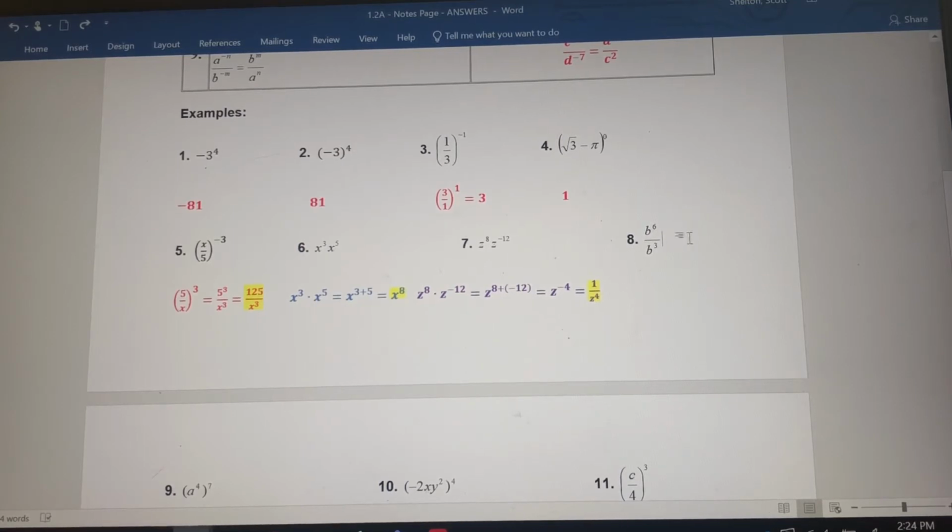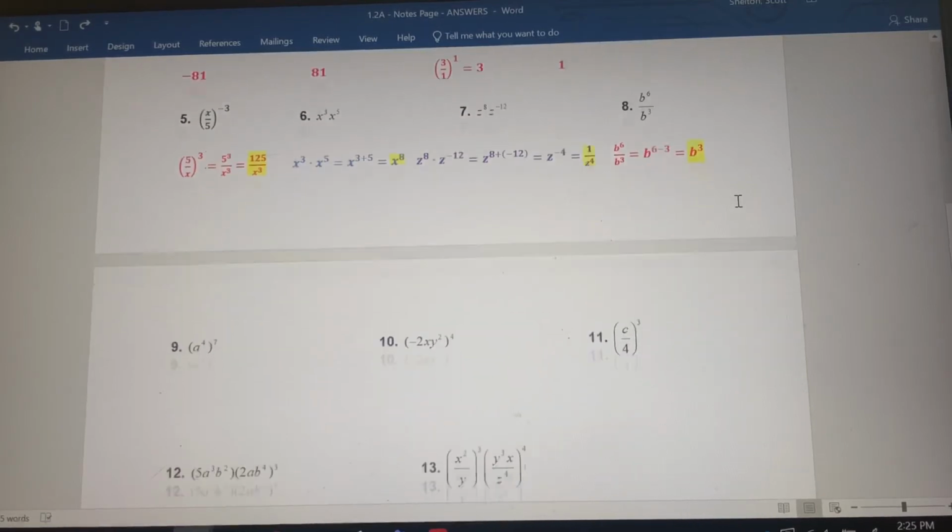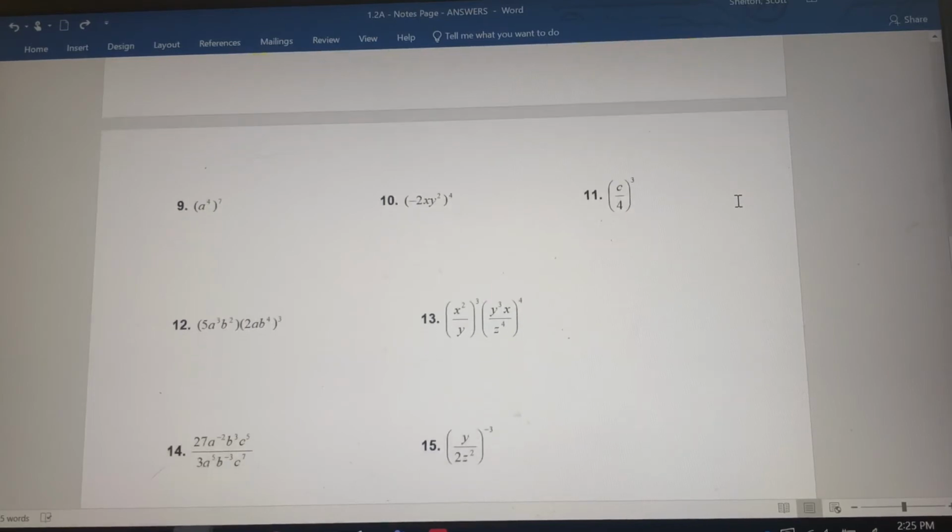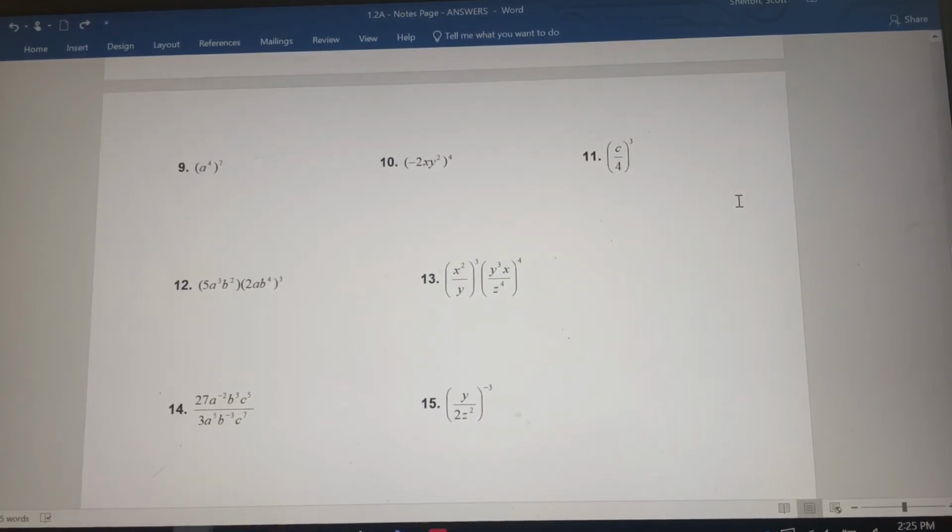Number 8 here, I've got a quotient of powers. Remember, if the bases are the same, I can subtract the exponents. So it's b to the 6 minus 3, which is b cubed. All right. Pause the video if you want to here, and then work these last 7 problems, and then come back and check your work.